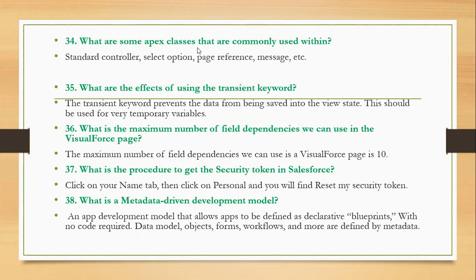Next question. What are some Apex classes that are commonly used with the standard controller? SelectOption, PageReference, Message. And next question. What is the effect of using the transient keyword? The transient keyword prevents the data from being saved into the view state. It should be used for very temporary variables.